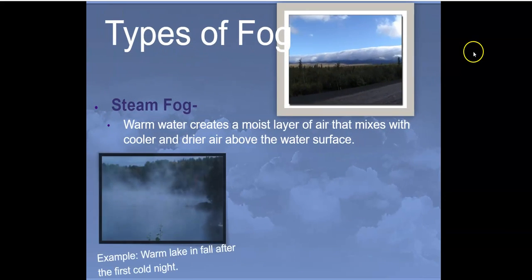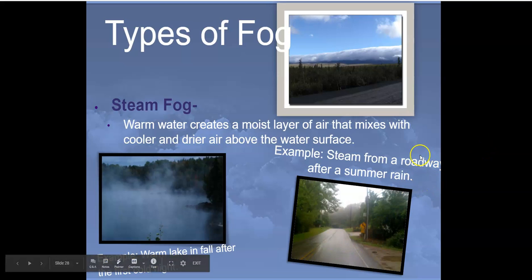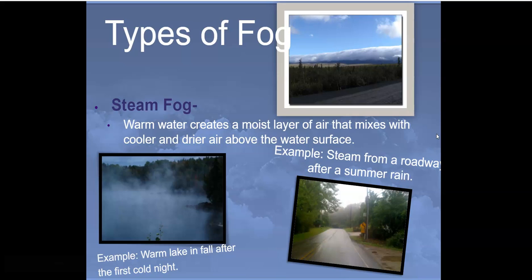Steam fog is going to happen when warm water, such as like a warm lake in fall after the first cold night, or a summer rain hits and the roadway has been really hot all day long. That steam fog comes from a moist layer of air that mixes with cool, dry air from above the water's surface.